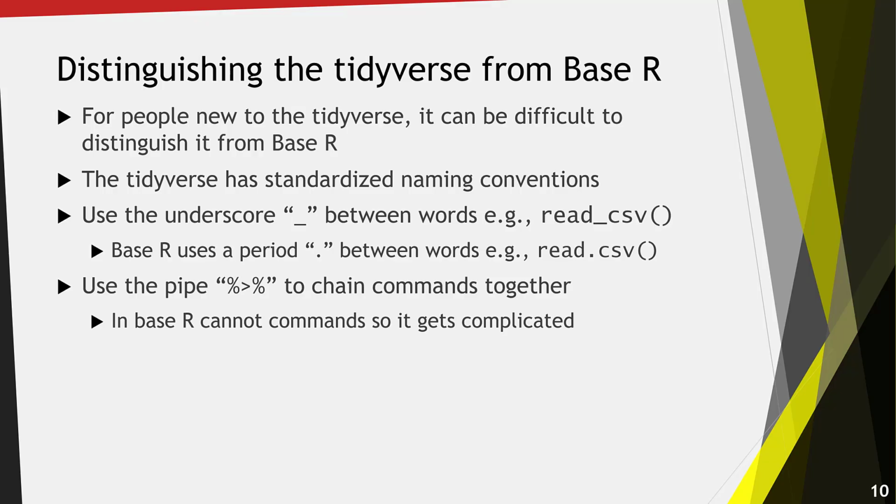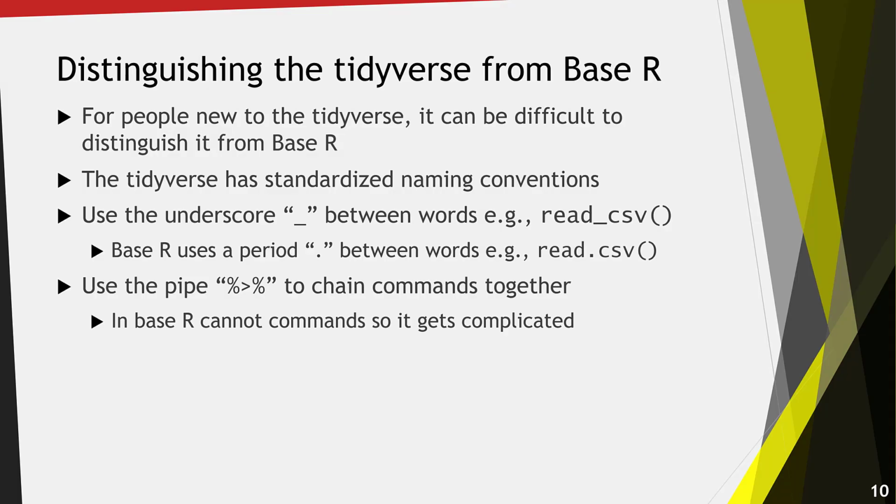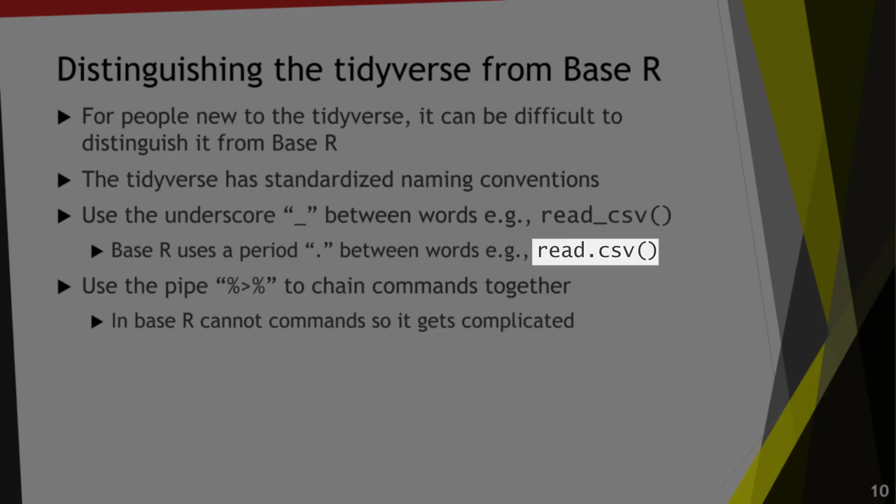The nice thing is the tidyverse has a standardized set of naming conventions. So functions in the tidyverse are always going to use the underscore between words. So for example, there's a function called read_csv in the tidyverse, and the word read is separated from the letters csv by an underscore. There's an analogous function in base R, but it uses a period between words. That function in base R is called read.csv.